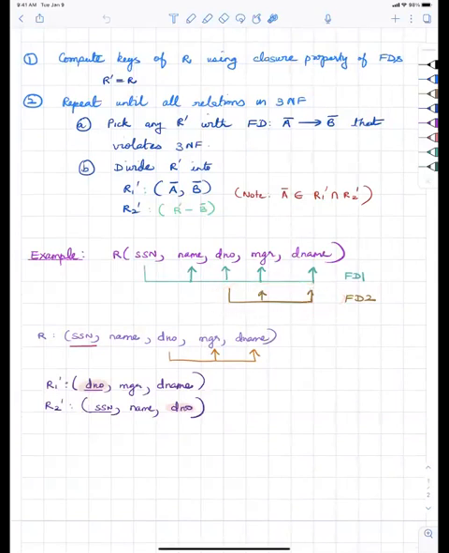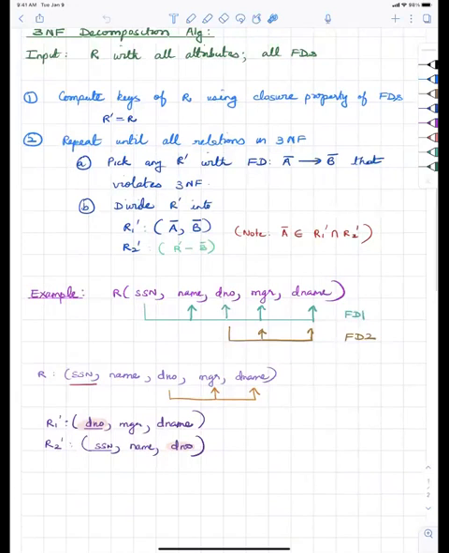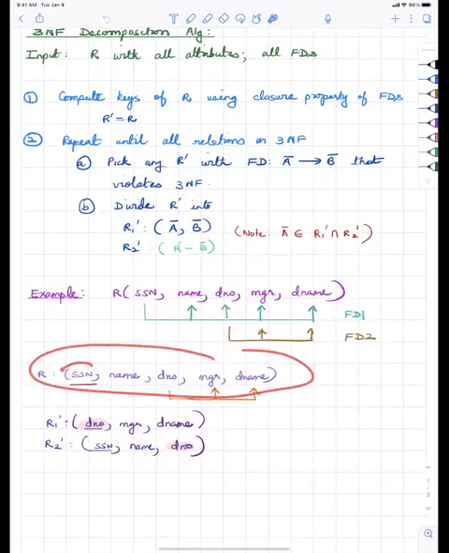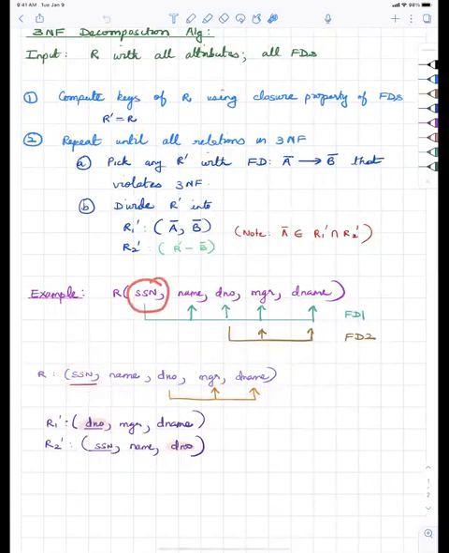D number determines manager and D name, but D number is not a key, and manager and D name are not prime attributes. So this table is not in third normal form. Therefore, you go to this algorithm. First you have to compute the keys. The key for this large table is SSN, and that comes directly from FD1. You don't have to go any further than that, because FD1 shows that SSN determines all the other attributes in the table. After that, you have to repeat until all relations are in third normal form.